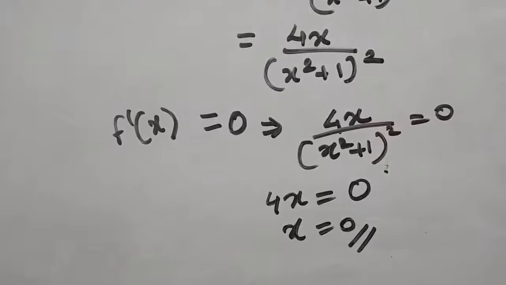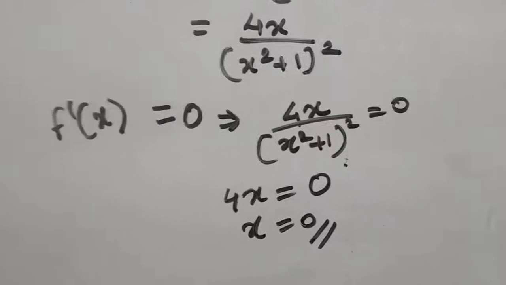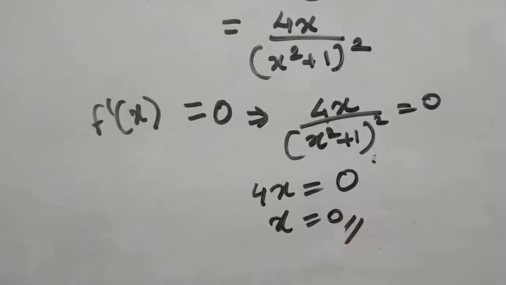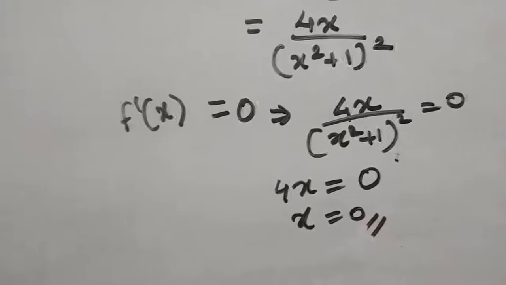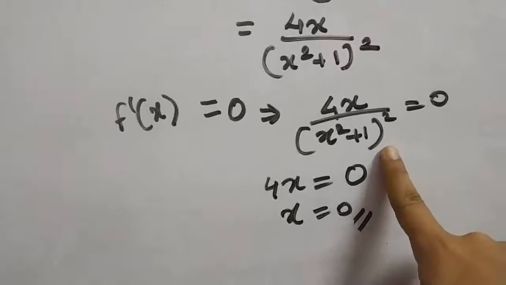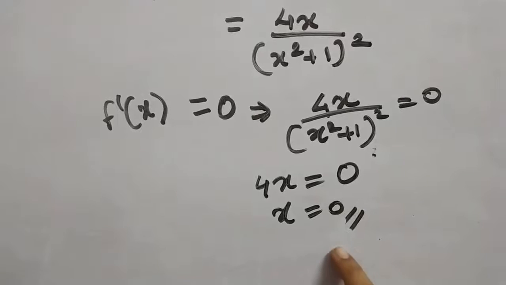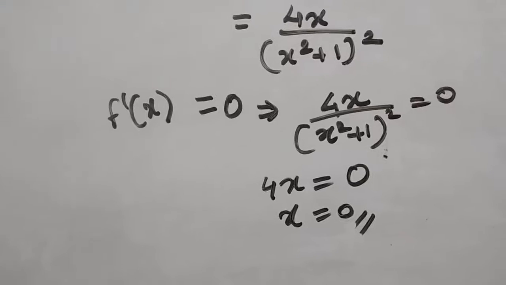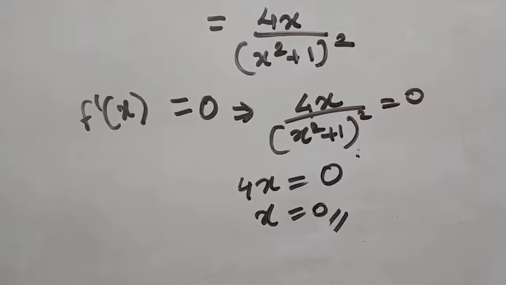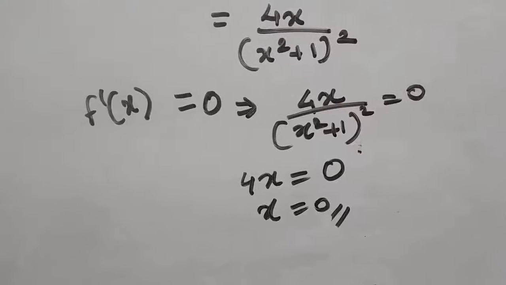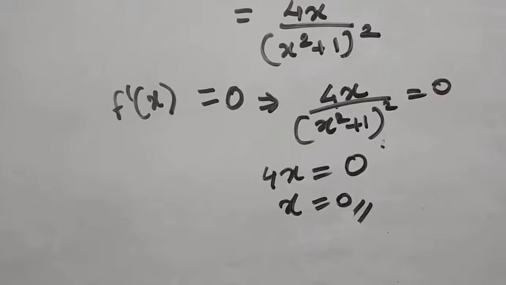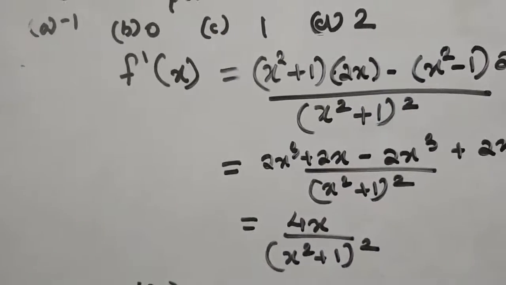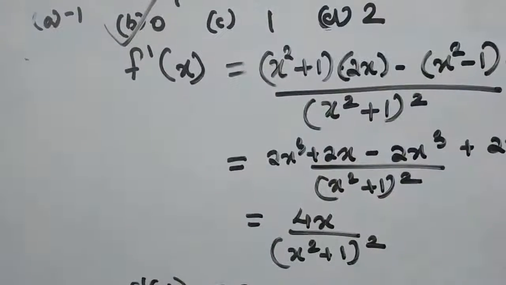So whenever you get a 0, you can directly write this is the point of minima. If you want, you can again take the derivative, but if you get a point x is equal to 0, you can directly write that it will be a minima. Okay, so where does the minimum exist? Minimum exists at x is equal to 0. So the answer is x is equal to 0, option B.